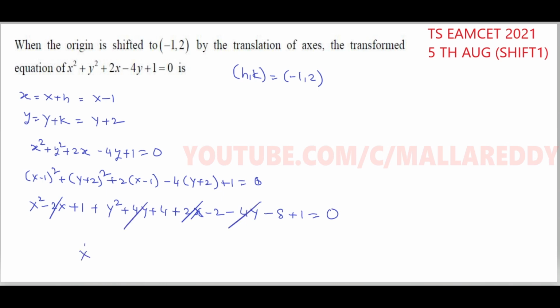That is capital X square plus capital Y square. 1 plus 4, 5. 5 minus 2, 3. 3 minus 8, minus 5. Minus 5 plus 1, that is minus 4 is equal to 0. Therefore, the transformed equation is X square plus Y square is equal to 4.